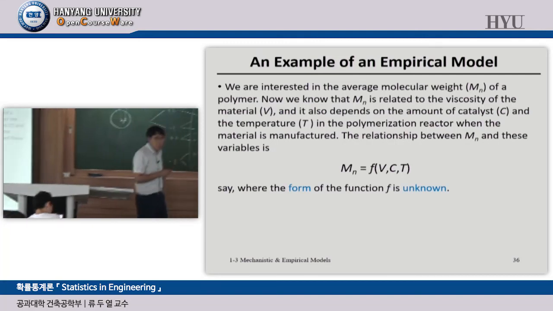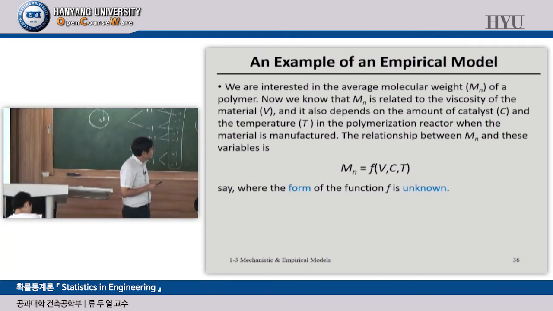So this is the typical example for the empirical model. We are interested in the average molecular weight, Mn, of a polymer. Now we know that Mn is related to the viscosity of the material, V, and it also depends on the amount of catalyst, C, and the temperature in the polymerization reactor when the material is manufactured. So the relationship between the molecular weight, Mn, and these variables is Mn equals a function of V, C, T.